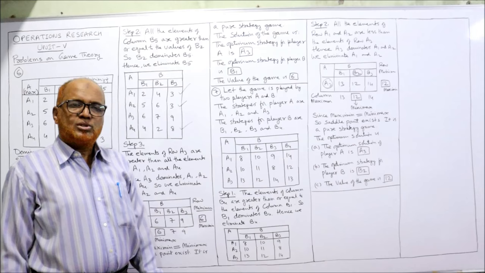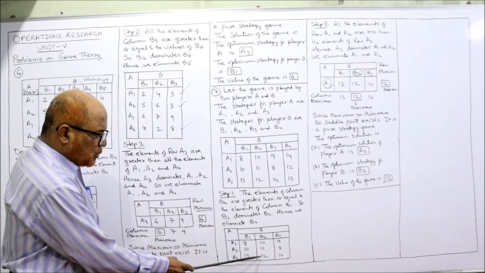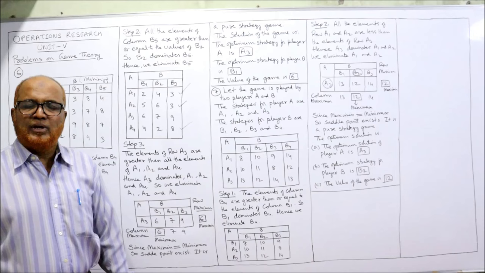So we compare. 13 is the highest. And compare. 13, A3. 13, 10. 10 is less. 12, 11. 11 is less. 14, 8. 8 is less. That means the elements of A2 are less than the elements of A3. So A3 dominates A2. A2 will get eliminated.